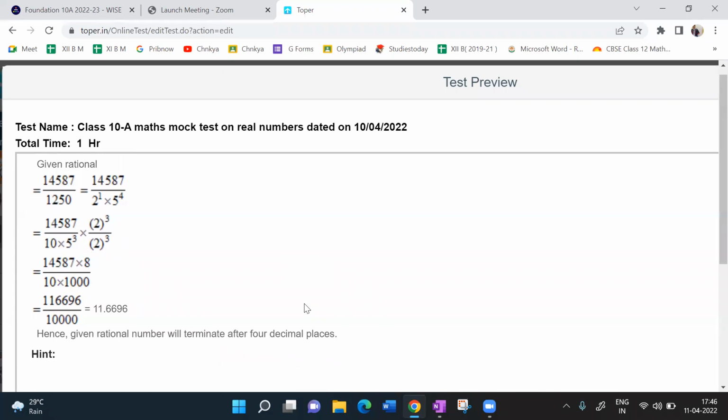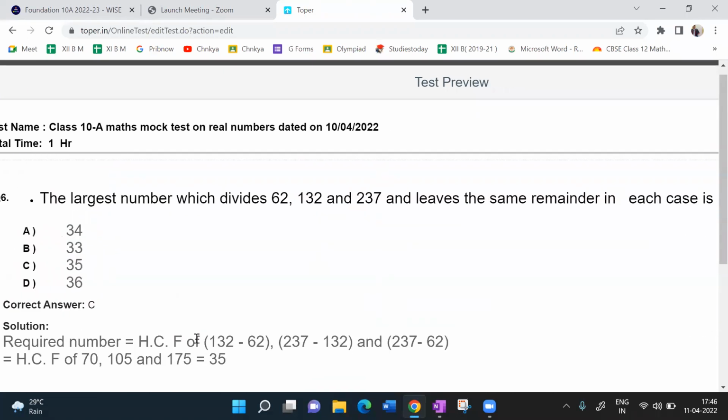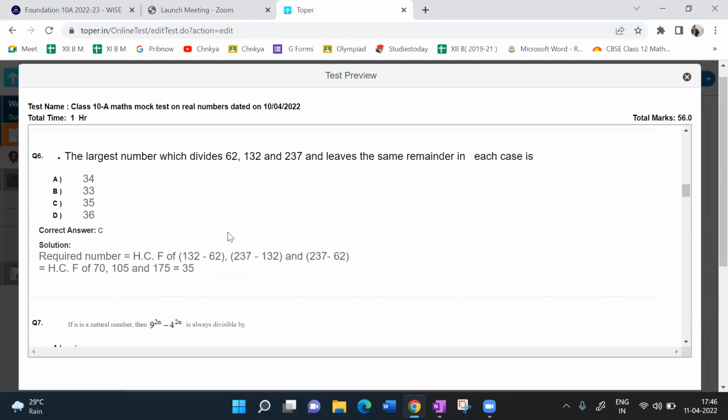Yes, sir. Yes, very simple question that was. Now look at this, the largest number which divides 62. Guys, I think we solved this question. Same question, am I correct? Same question we solved. I think it came as the same thing. We solved this question: 62, 132, 237, leaves the remainder in each case. So what we did? So 62, okay. Hello people, have we solved this or not? Yes, sir.